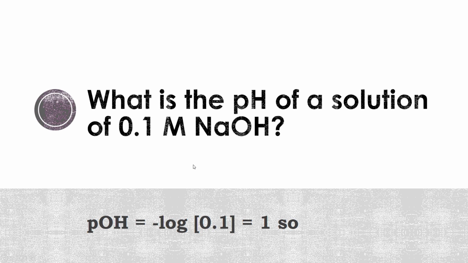To solve the problem, we'll say the pOH is equal to the negative log of 0.1, given here as the hydroxide ion concentration. This tells us the pOH is 1. If the pOH is 1, then the pH will be 14 minus 1, or 13. The answer to the problem is 13.